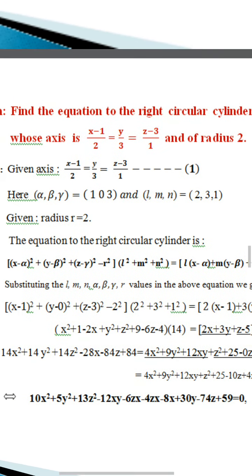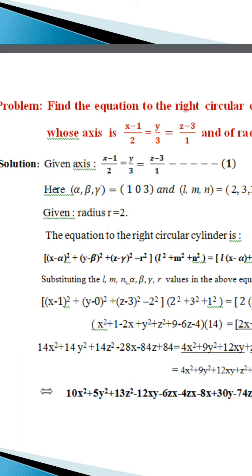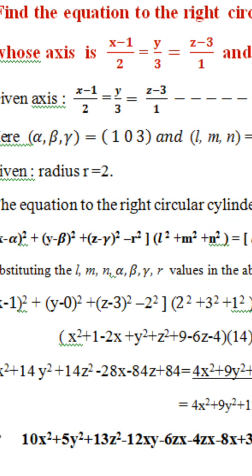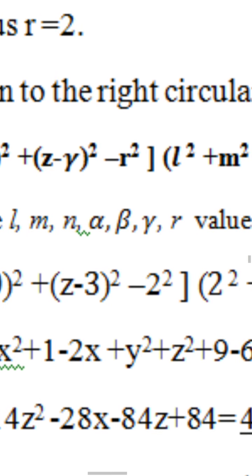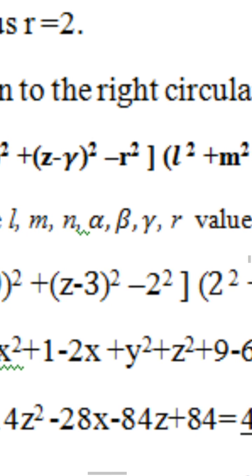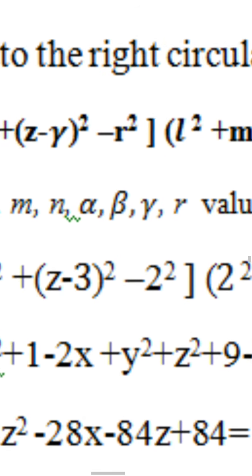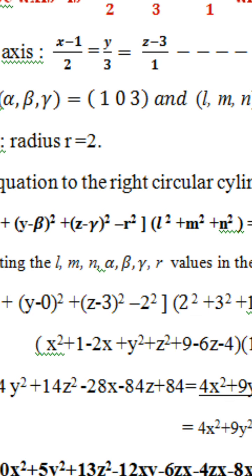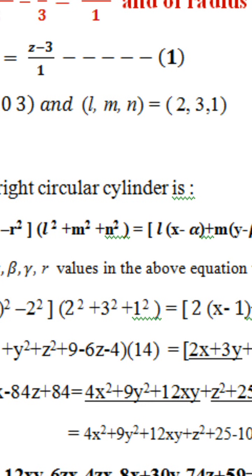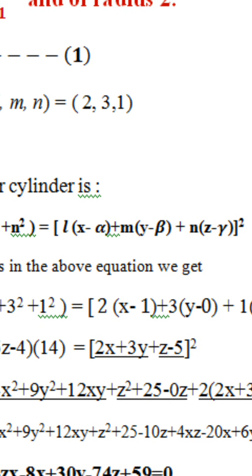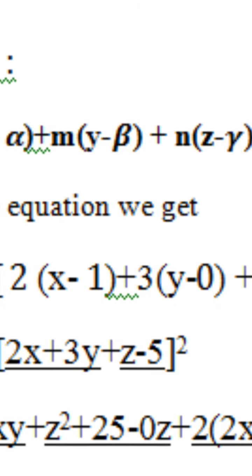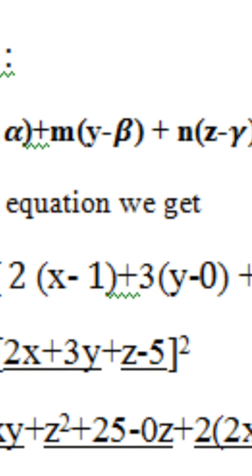Now here, (x minus 1) whole square: apply the (a minus b) whole square formula, a square plus b square minus 2ab. Similarly, (y minus 0) whole square is simply y square. Next, (z minus 3) whole square: you have to apply the (a minus b) whole square formula, that is a square plus b square minus 2ab. Minus 2 square is 4, you know. Here this value is 14. Here 2 into (x minus 1) plus 3 into (y minus 0) plus 1 into (z minus 3), you are going to get (2x plus 3y plus z minus 5) whole square.